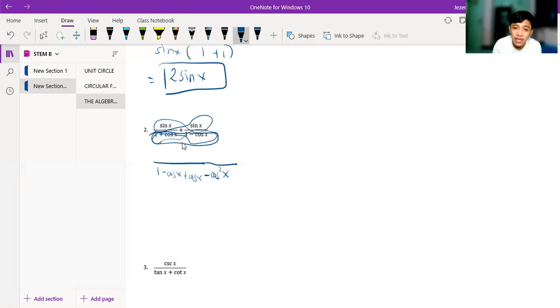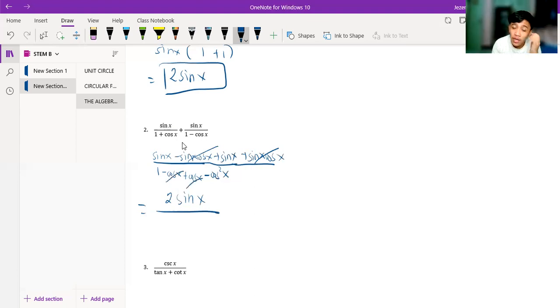So, 1 minus cosine x times sine x. So, sine x times 1 is sine x. Sine x times negative cosine x, sine x cosine x. So, sine x times 1 is sine x. Sine x times cosine x is sine x cosine x. So, cancel natin to. And then we have sine x plus sine x, 2 sine x over. So, cancel natin to. And we have 1 minus cosine squared x.